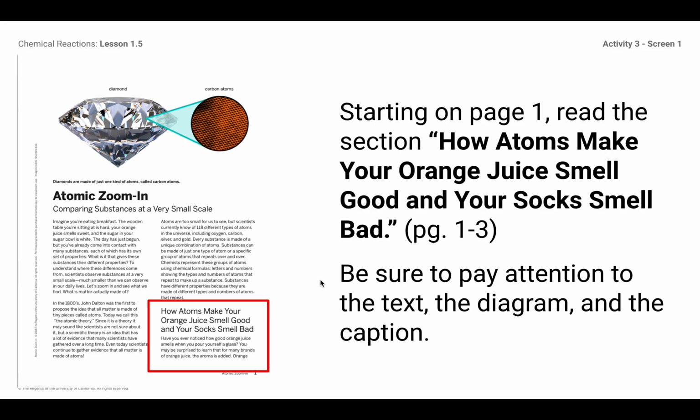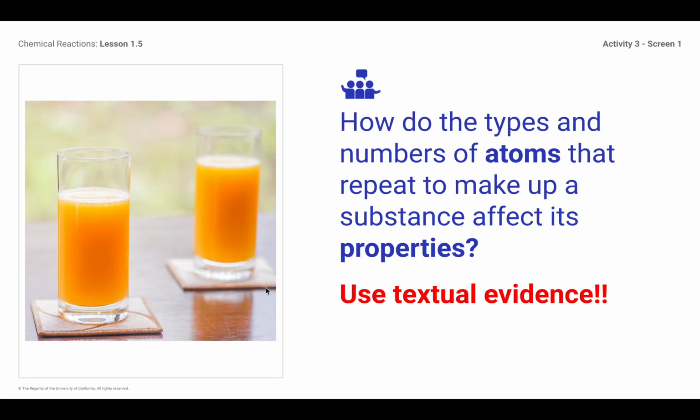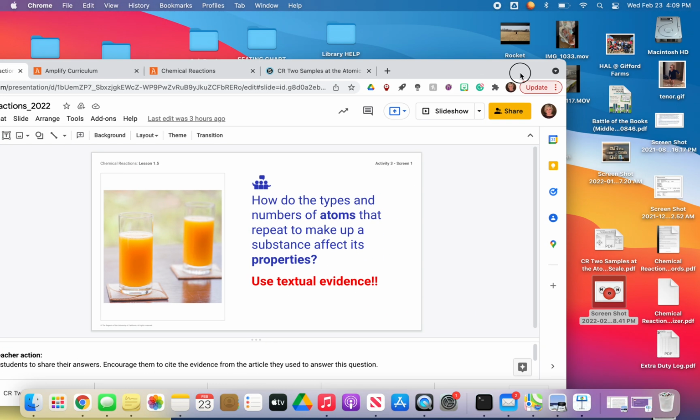Okay, once you have looked through that again, let's try and answer this first investigative question. Why do different substances have different properties? Well, we know that we've got different numbers of atoms that repeat to make up a substance. And it's said in the article on page 2, and actually let me do this really quickly.